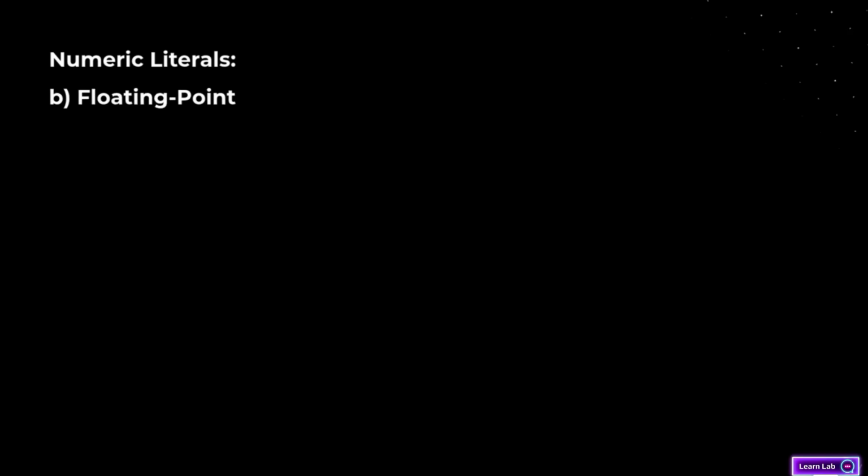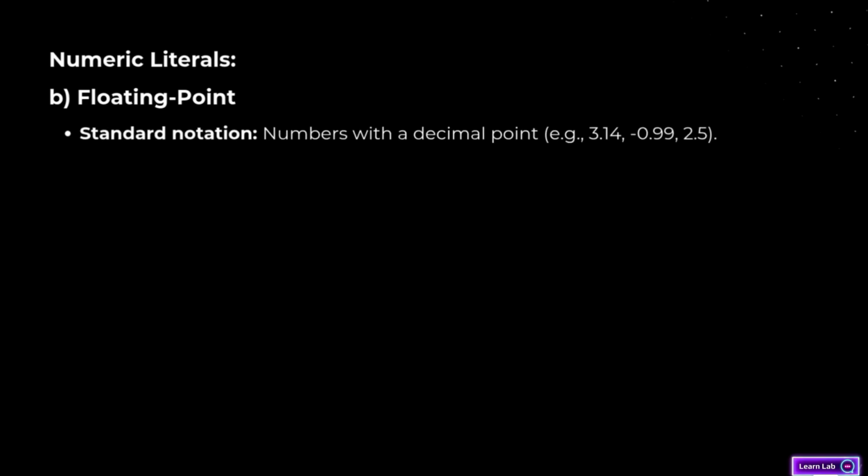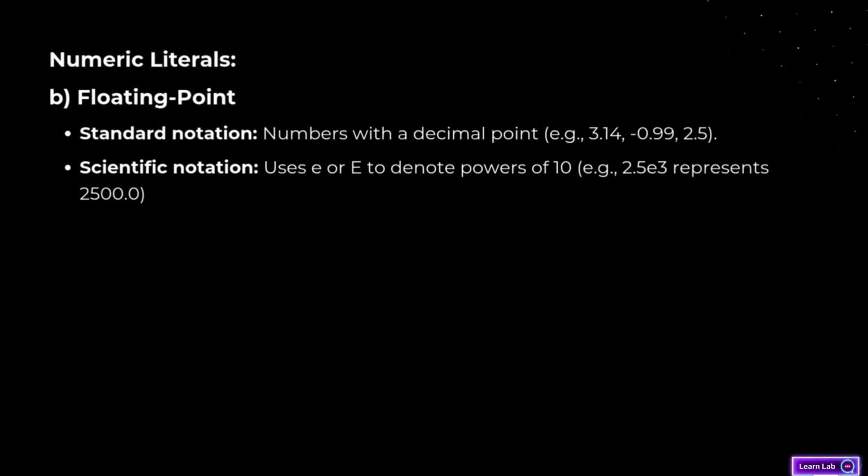The next type is floating point. Floating point literals represent numbers that include a decimal point or are expressed in scientific notation. They are ideal for calculations involving real numbers or fractions. Standard notation uses numbers with a decimal point, for example 3.14, 0.99, 2.5. Scientific notation uses e or capital E to denote powers of 10. For example, 2.5e3 represents 2,500.